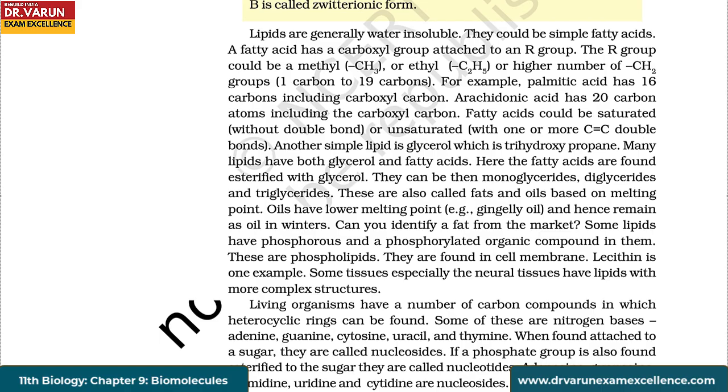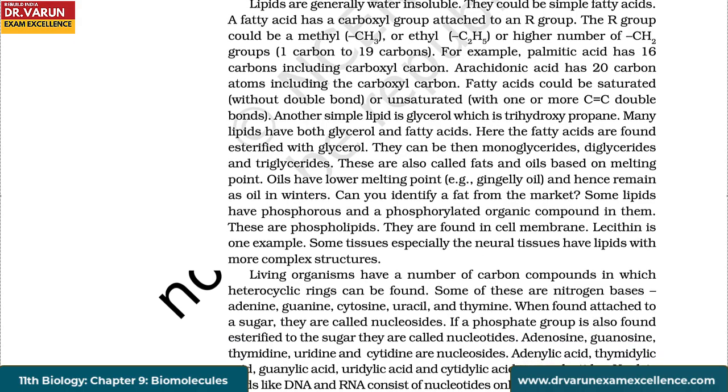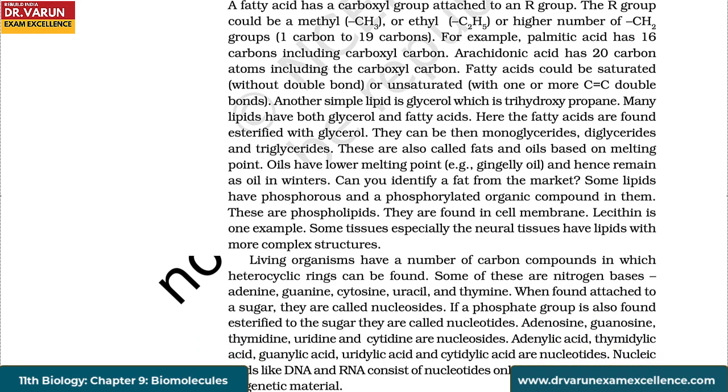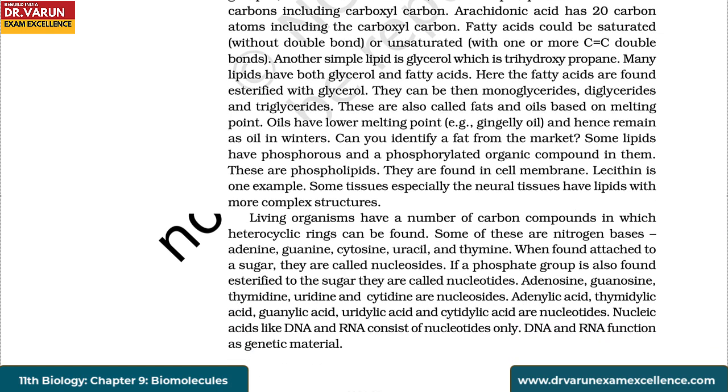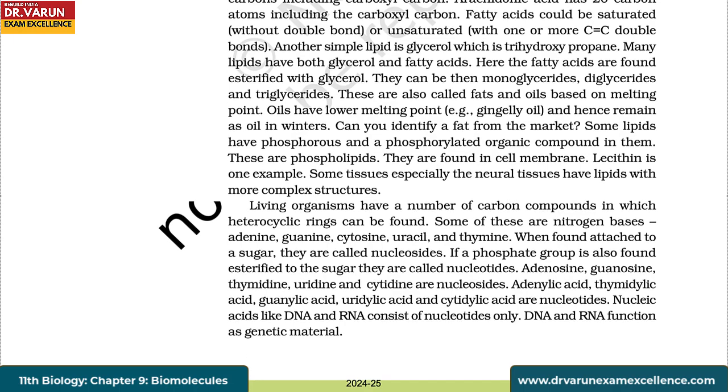Oils have a lower melting point, for example gingerly oil, and hence remain as oil in winters. Can you identify a fat from the market? Some lipids have phosphorus and a phosphorylated organic compound in them. These are phospholipids. They are found in the cell membrane. Lecithin is one example. Some tissues, especially the neural tissues, have lipids with more complex structures.